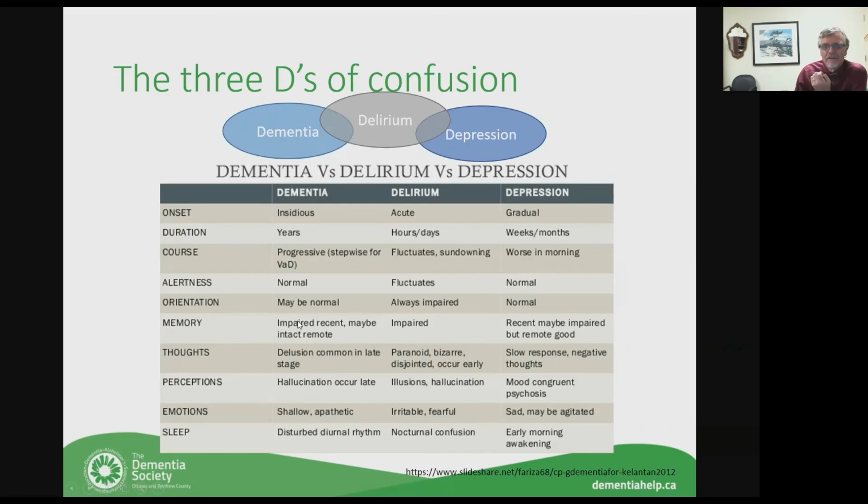So memory is impacted in dementia, it's impaired in delirium, and it may be slightly impaired in depression, but it's not a permanent change. Delusions can come in later stages, bizarre ideas, disjointed thinking is delirium, and in depression, it's more that you have negative thoughts, and so on. I won't read the rest of the table.